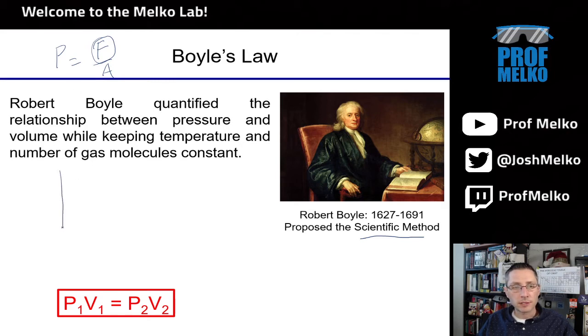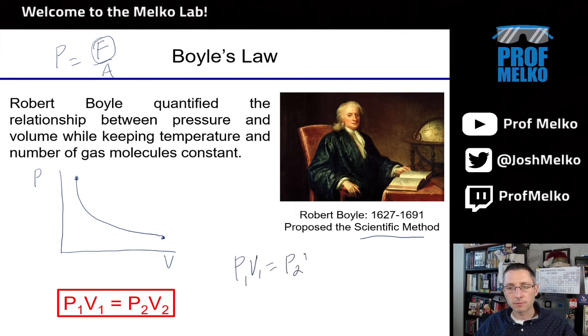We discussed last time how this means that pressure and volume are inversely related. As volume goes up, out to the right, pressure goes down. As volume goes down, here to the left, pressure goes up. And so there's this inverse relationship between these two factors. Boyle actually quantified this, and we have Boyle's law, P1 V1 equals P2 V2.